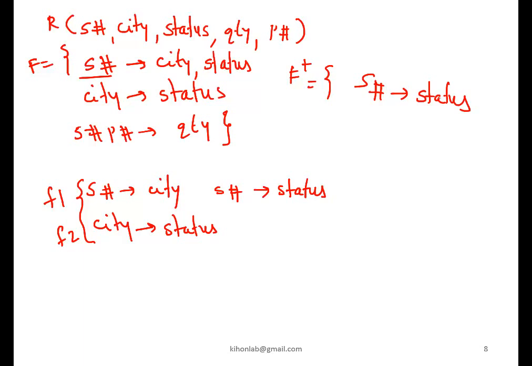This is called a logically implied dependency. Can we get anything else from here? That's it. So one more dependency we can add along with the original dependencies of F into the closure set of functional dependencies F plus, that is S hash derives status, by using transitivity. So this helps us to find out what type of dependencies they are.